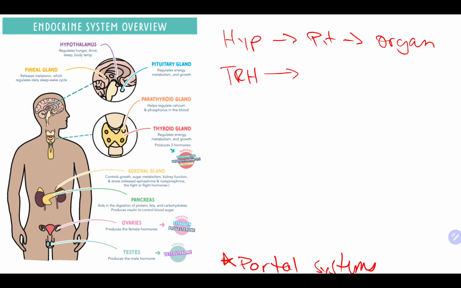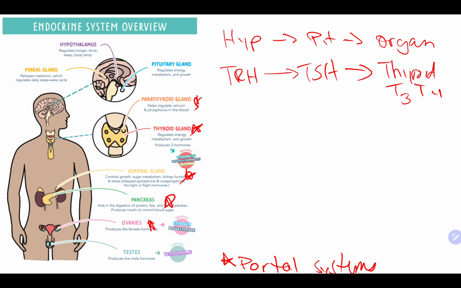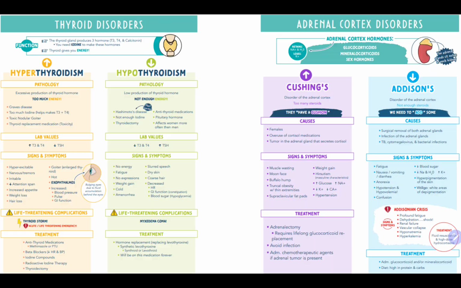So TRH, thyrotropin releasing hormone, goes down the hypophyseal portal system to target the anterior pituitary to tell it to release TSH. TSH then goes to the peripheral organ, the thyroid gland, to tell the thyroid gland to produce T3, T4. So remember all of those other ones as well, and understand the different functions of them too. Okay? Understand what these organs, what hormones they're going to produce. Okay? Got to remember those.